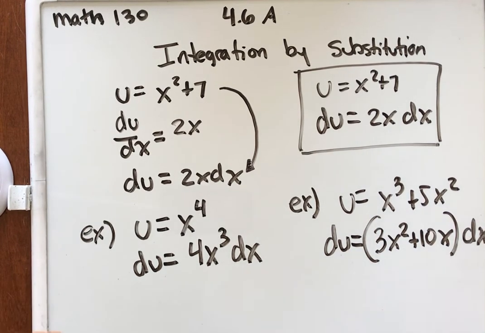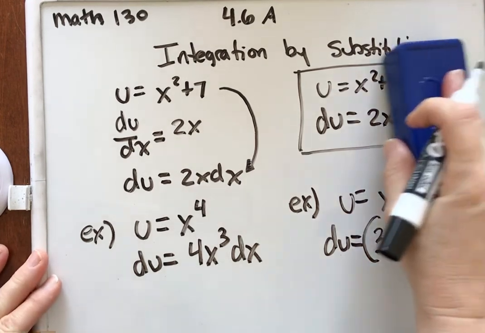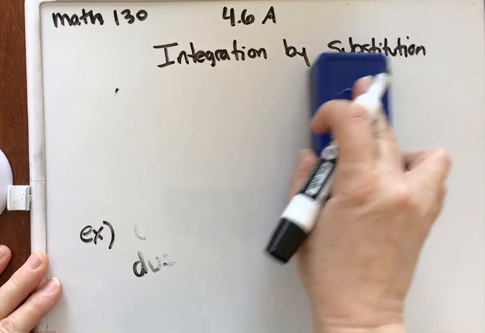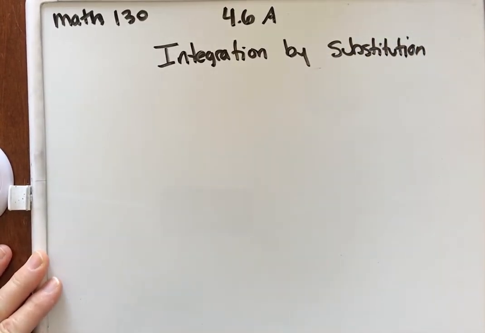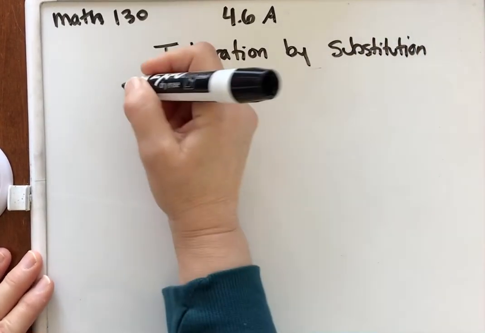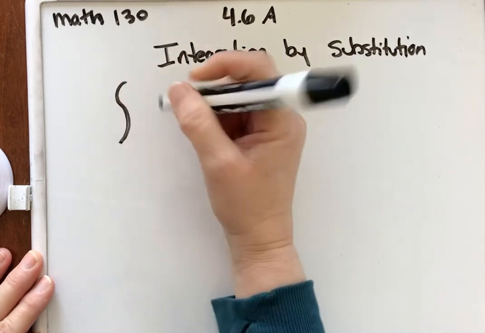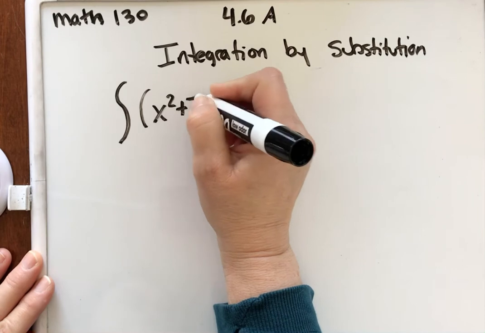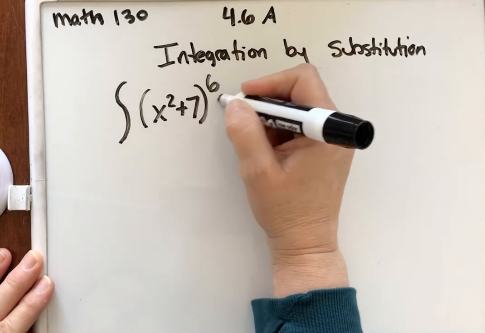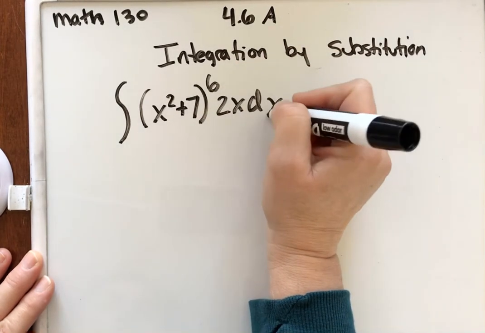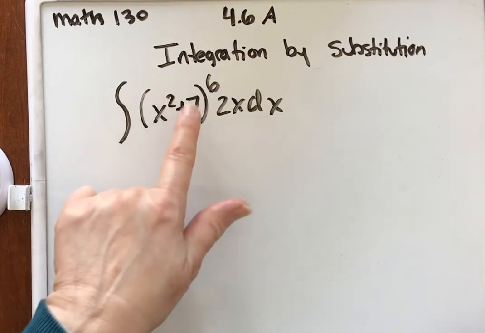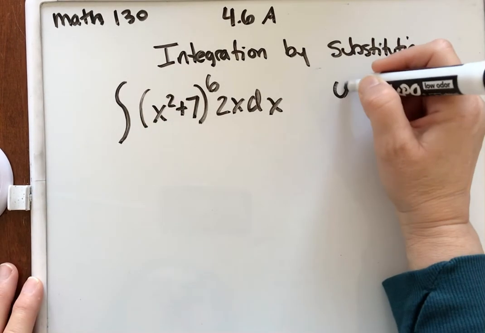Okay, very good. Now we're going to do an actual problem using integration by substitution. And I promise you this is going to go into what we're going to be learning. Okay, so here we're going to take an integral of the quantity x squared plus 7 to the 6th power times 2x dx. Okay, so we look at this and say, well, what would we like to be our u? Well, this would be a good candidate for a u. So let's see what happens.